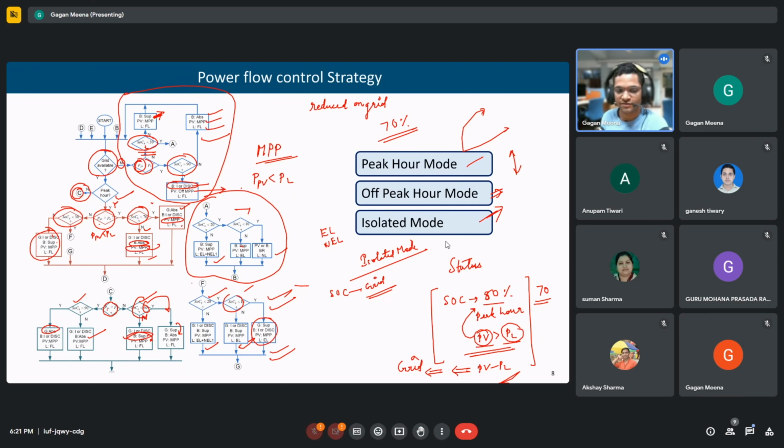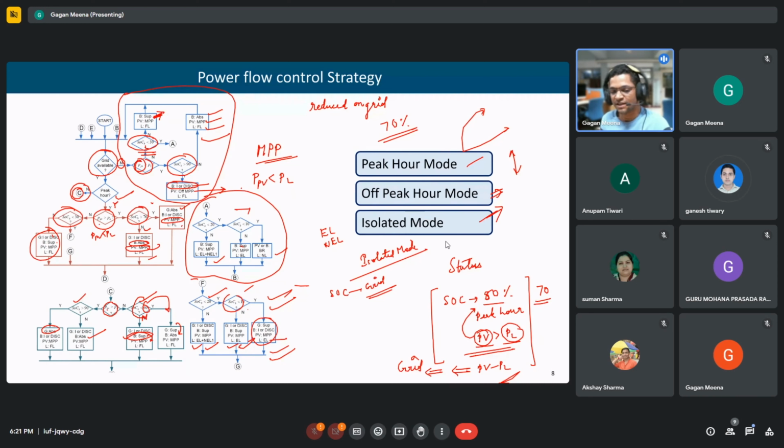See here in this F block, SOC is less than 30%. It's between 30 and 20, then essential load and non-essential load can be supplied. If it is between 20 and 10, then non-essential load is curtailed. And if it is less than 10%, only essential load is supplied.